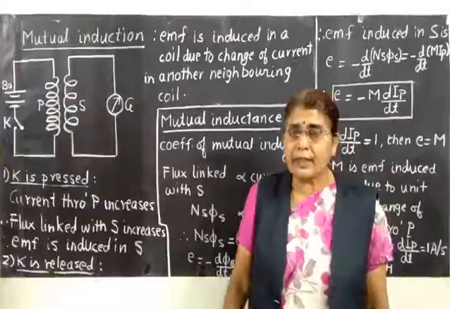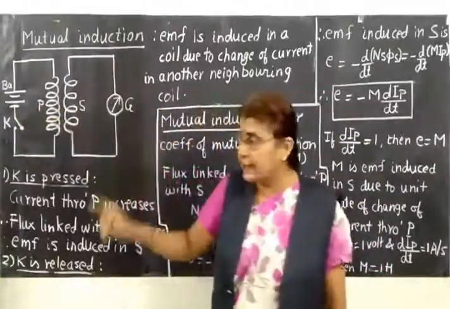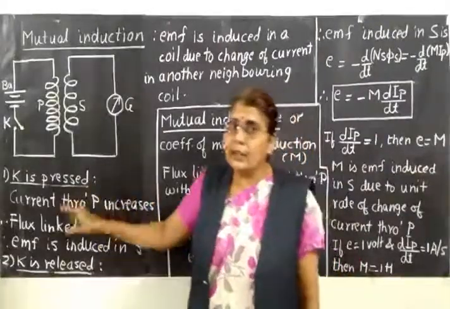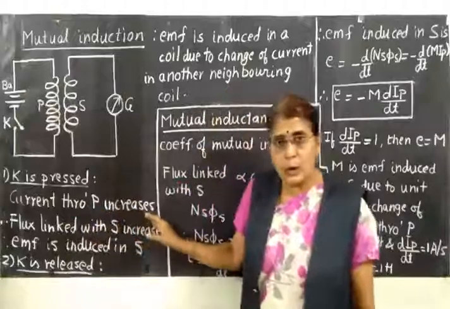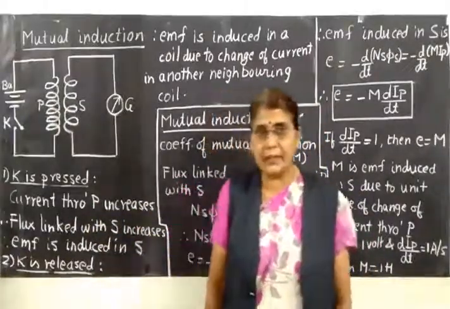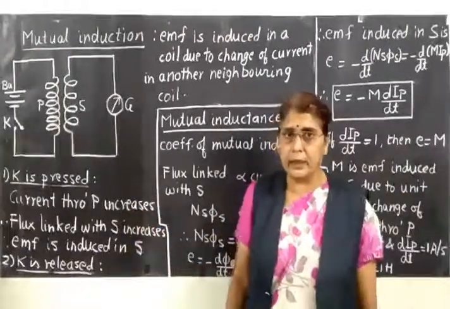What will happen when the key is released? If it is released, circuit will be broken. Therefore, current in the primary coil decreases. If the current decreases, then the flux linked with the secondary coil also decreases. Decreases means once again there is change in flux, and whenever there is change in flux, an EMF will be induced in the secondary coil.